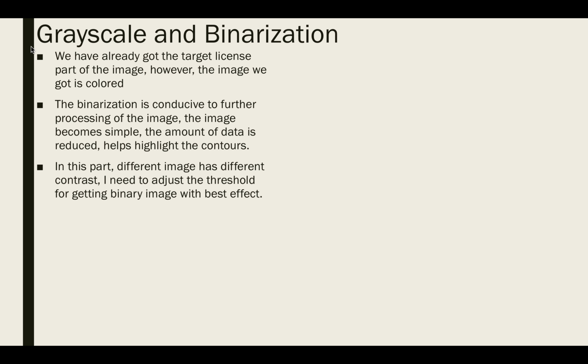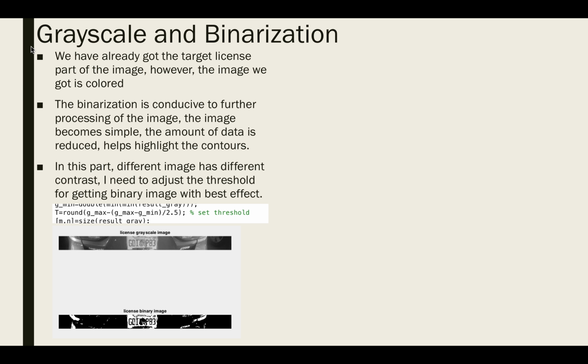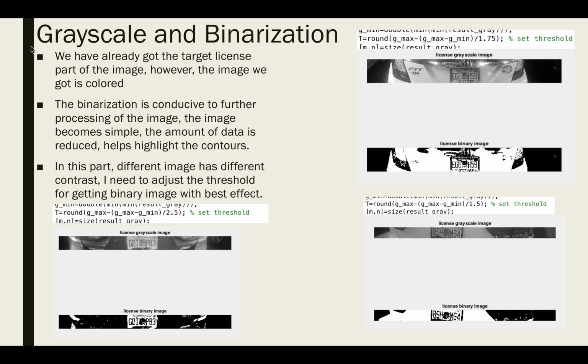In this part, different images have different contrast. I need to adjust the threshold for getting the binary image with the best effect. Like these examples, I set different thresholds, and each picture's license number is shown successfully.